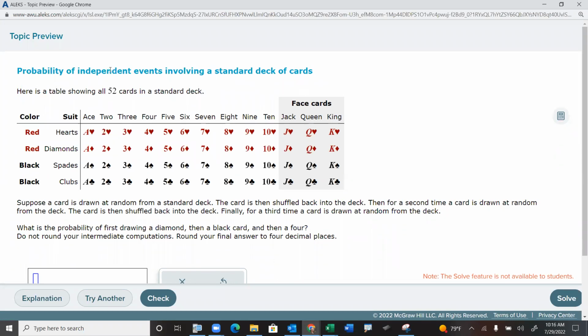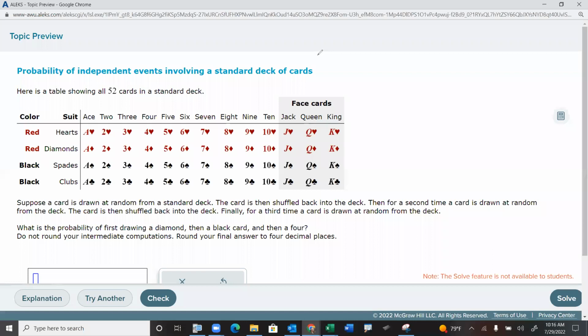So because we put that card back, the probability is not going to change for the second draw. Therefore, these are independent events because whatever happens on the first draw does not affect what happens on the second because of the replacement of the first card. The card is then shuffled. Okay, finally, for a third time, a card is drawn at random from the deck. Okay, so what's the probability of first drawing a diamond, then a black card, and then a 4?